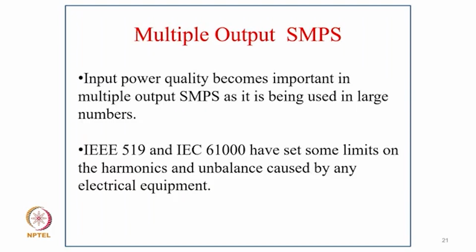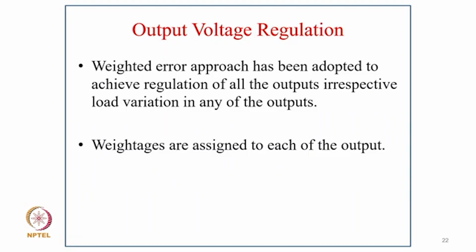So for multiple output switch mode power supplies, input power quality becomes important, as multiple output SMPS are being used in large numbers. And of course, IEEE 519 and IEC 61000 standards have set some limits on the harmonics and unbalance caused by any electrical equipment. Why does this come? Because this supply is normally fed from single phase or 3-phase AC supply, and a diode rectifier with a capacitive filter is at the input, which causes large harmonics. Of course, reactive power burden is not there, but harmonics are substantial. That's why these standards are made. So there are supposed to be modifications for that.